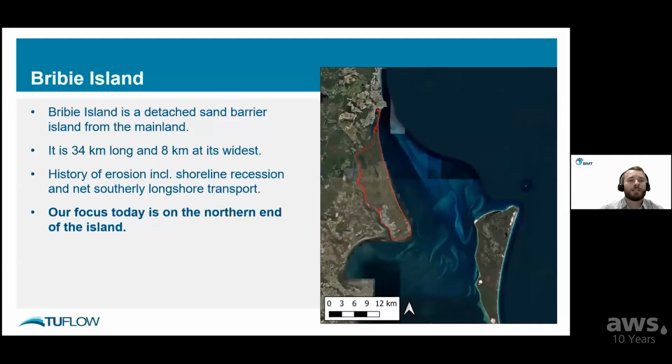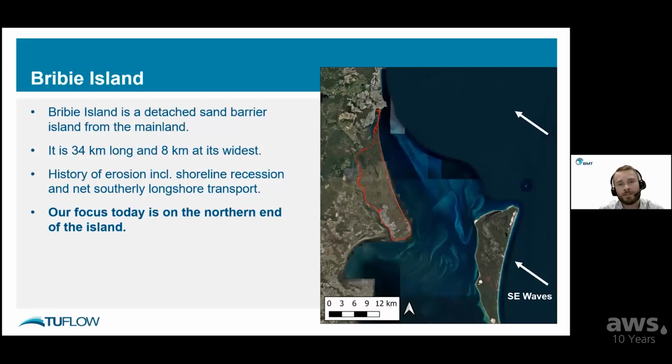So Bribie Island is a detached sand barrier island that's entirely separated from the mainland by an estuary called Pumicestone Passage. And interestingly, it has a history of erosion, including both shoreline recession and net southerly longshore transport. Which is interesting because for southeast Queensland, the modal wave climate typically is southeasterly. So you would expect that longshore transport heads to the north.